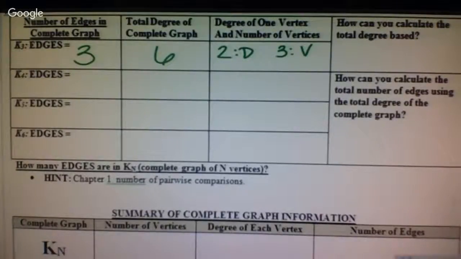Okay, move on to K sub 4. How many edges are in K sub 4? 6. Don't forget about the 2 that cross in the middle. Each degree is 3. What's my total degree? 12. And I have 4 vertices.